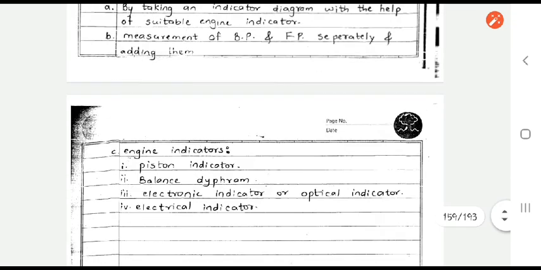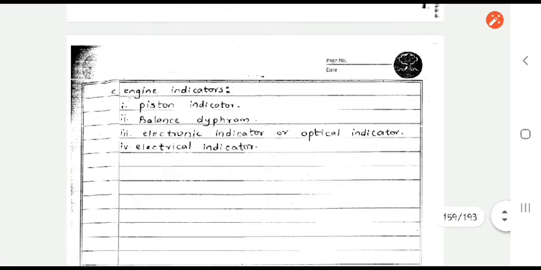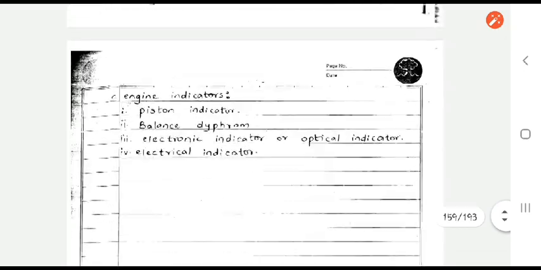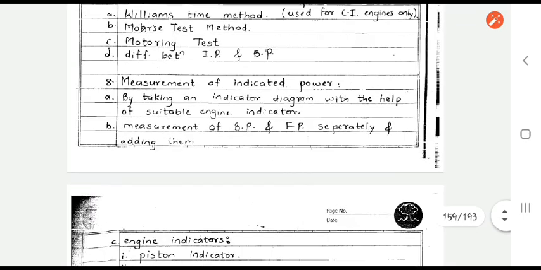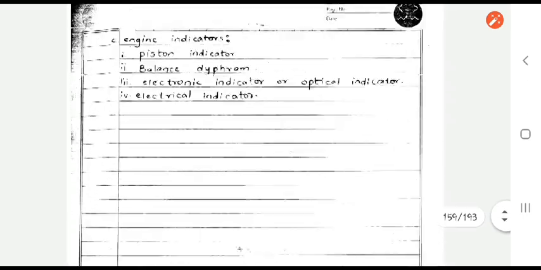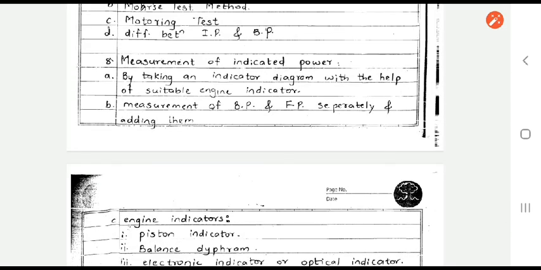Under the engine indicator, there are the piston indicator, balance diaphragm indicator, electronic indicator or optical indicator, and the last one, the electrical indicator. These are the different methods to measure the indicated power. Again, this is very important and essential, that is, the different instruments as well as the different methods to measure the different performance parameters.